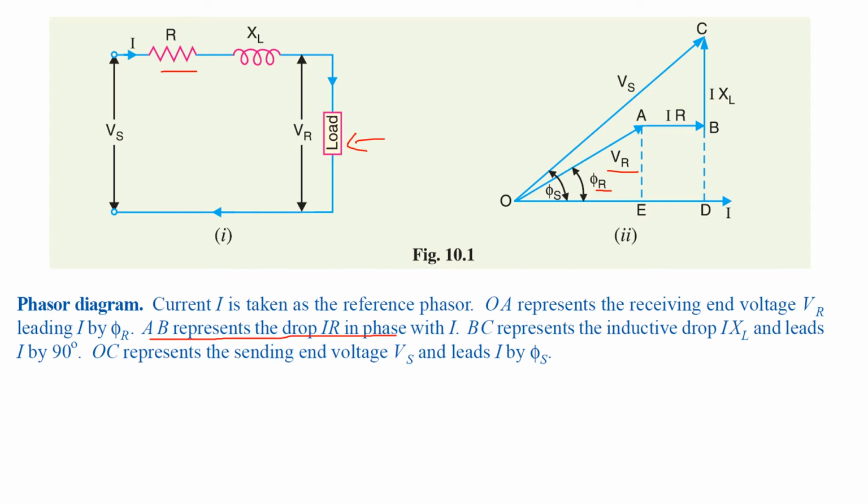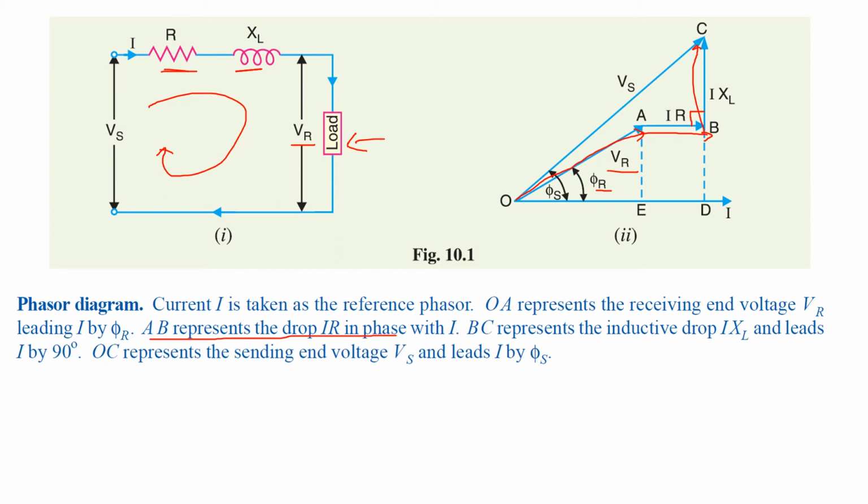Similarly, the voltage drop across the inductive reactance is 90 degrees ahead of the current phasor. So this I into XL is shown 90 degrees ahead of the current phasor. Now if you apply the same equation, that Vs is equal to the phasor sum of VR plus IR plus jI into XL, this is my VR, this is my IR, and plus IXL will give me my sending end voltage Vs. So in that way we can obtain the phasor diagram for the short transmission line.